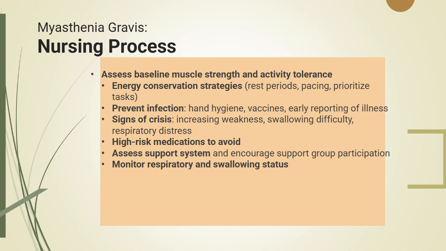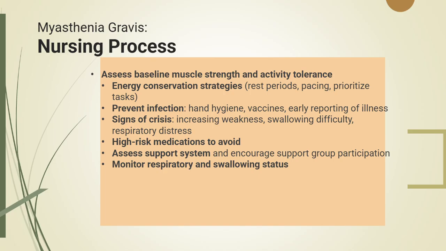Informing patients and families how to recognize these symptoms and when to call the provider, or when to seek emergency care, can be life-saving. It's also important to discuss medications to avoid because certain drugs can worsen myasthenia gravis. Some antibiotics, beta blockers, neuromuscular blocking agents used during surgery, and magnesium-containing medications can exacerbate weakness. As nurses, we must always verify medication safety for myasthenia gravis patients.